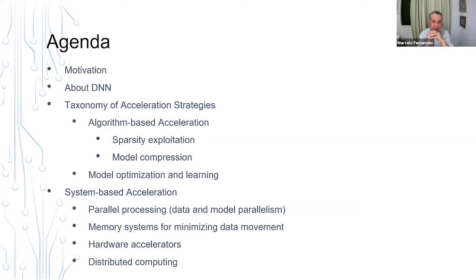acceleration strategies, okay? And I'm going to talk about algorithm-based acceleration, model optimization and learning, and system-based acceleration, okay?